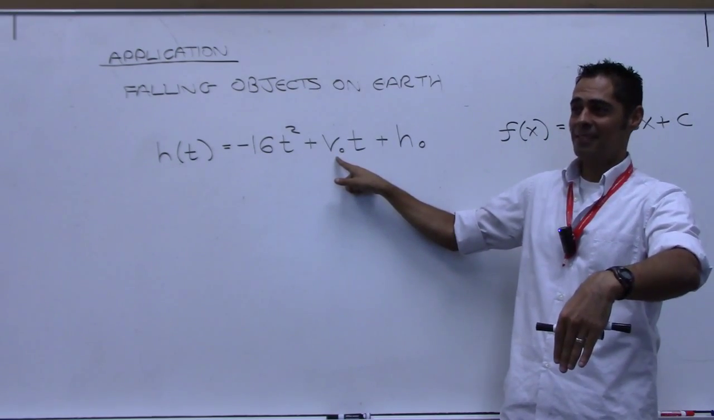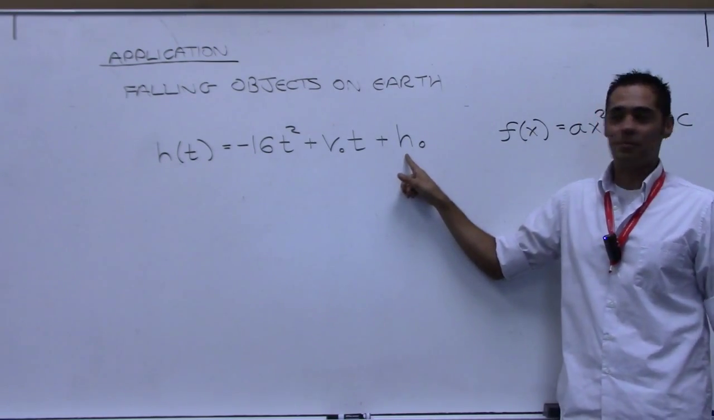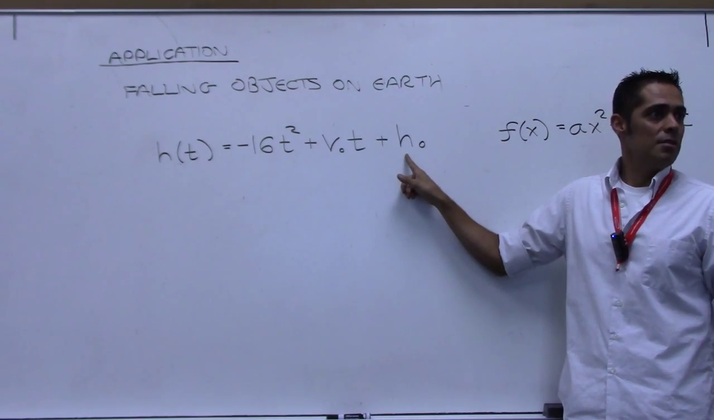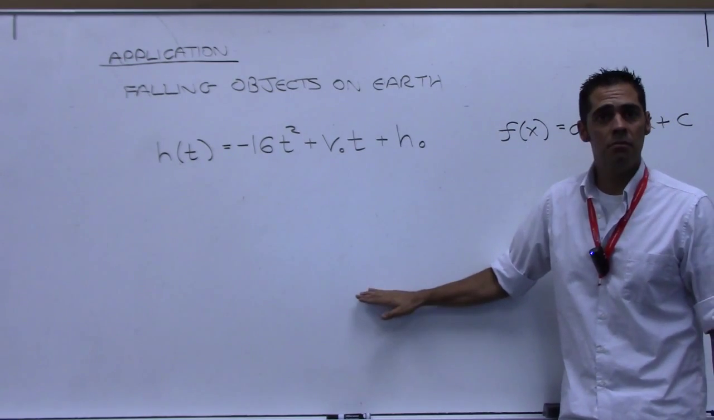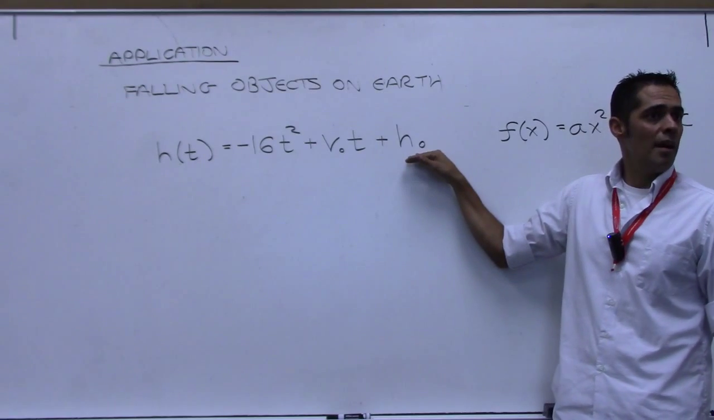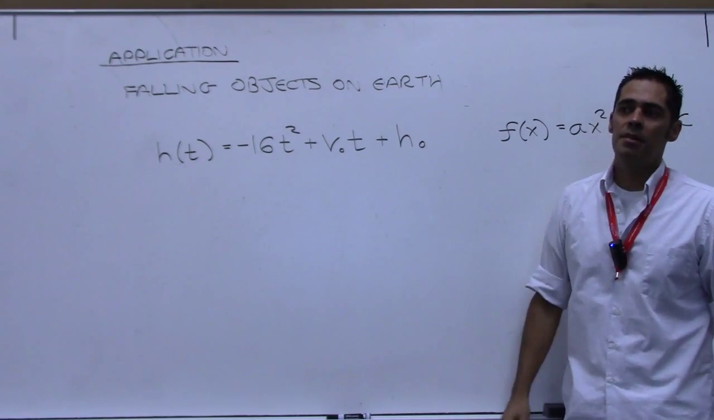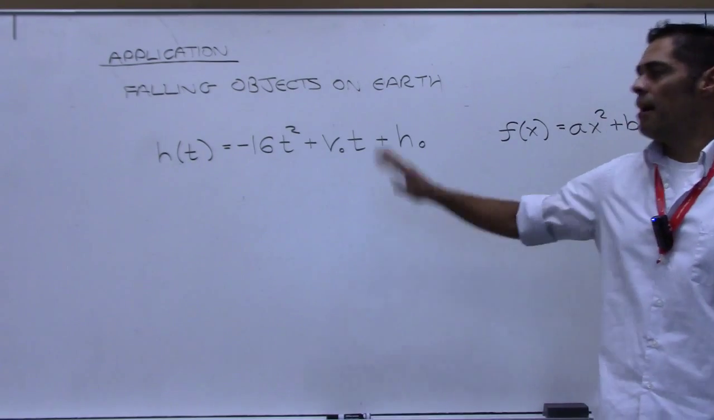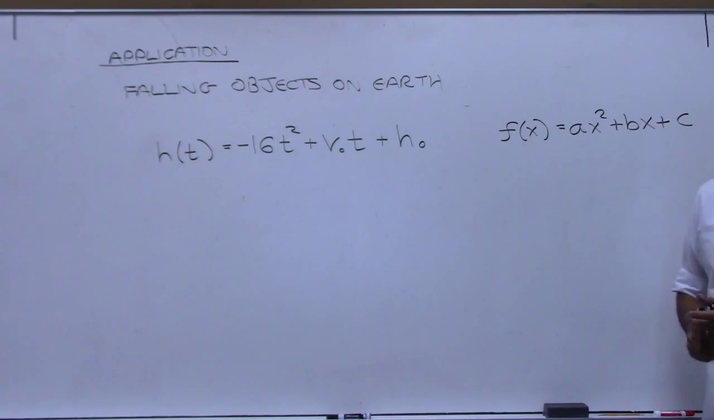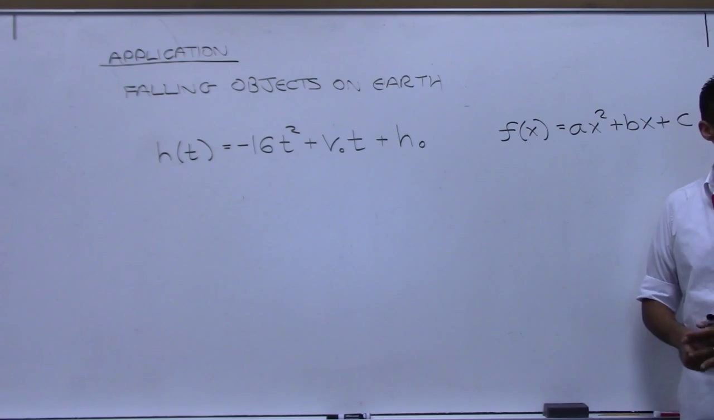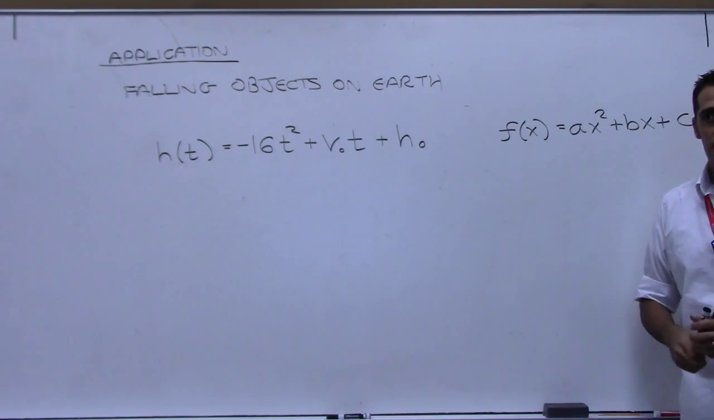Okay? This right here is what? Initial height. So we're going to say ground level is 0. This is your initial height. Got it? T is time. T is measured in seconds. Everything as far as height is measured in feet in this formula. So we have feet and seconds. You with me?